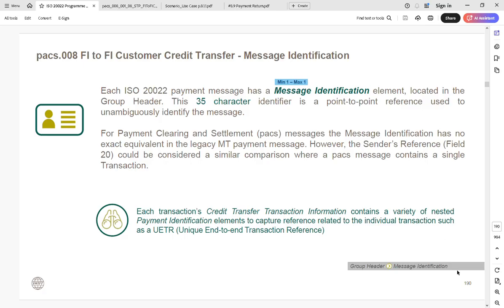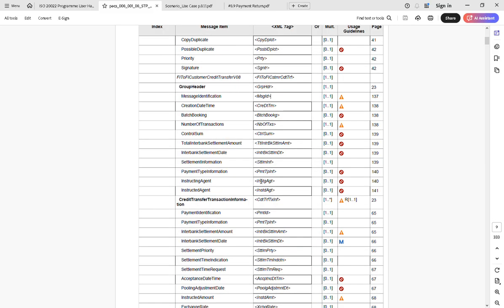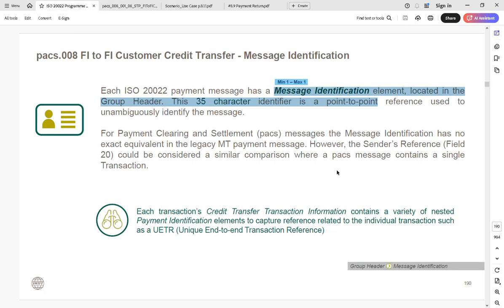Then what is the group header? It has the message identification. And what is message identification? That is this tag. Message identification is the message ID. It is located in the group header of FI to FI credit transfer information, that's here in message ID. Ankit, did you recognize this thing we have discussed earlier? If not, then I'm quickly moving ahead now.